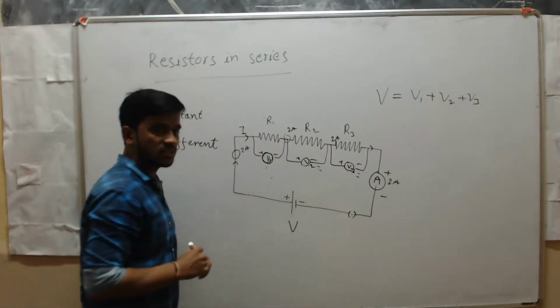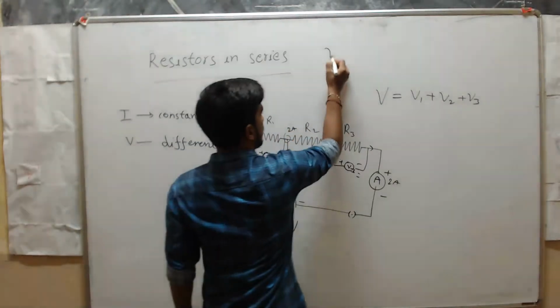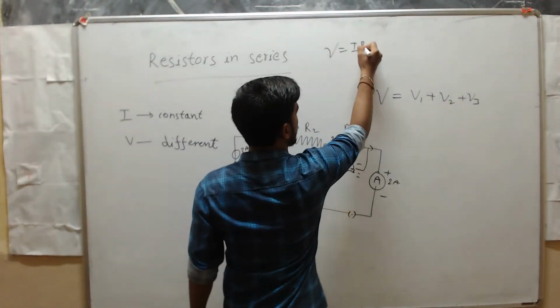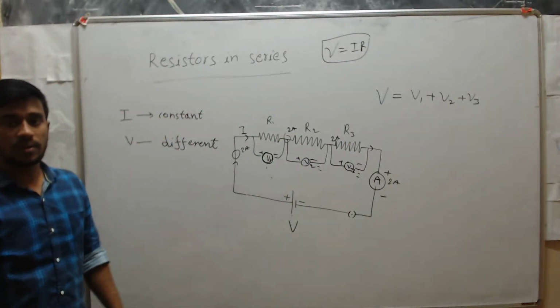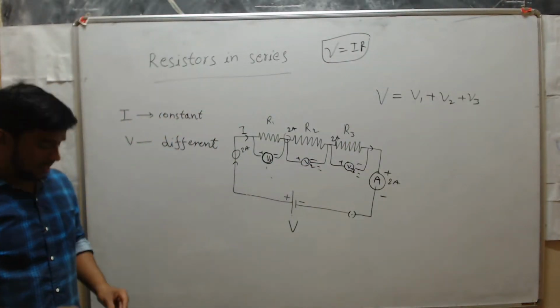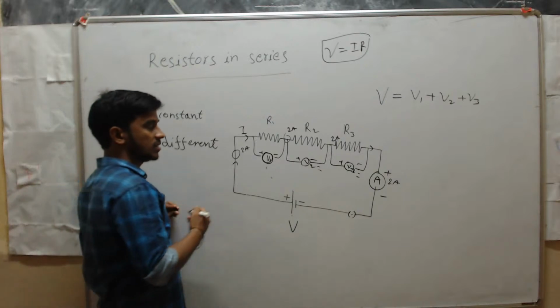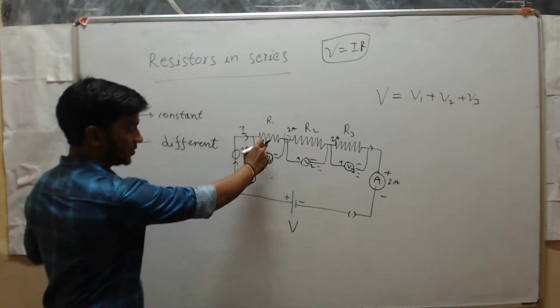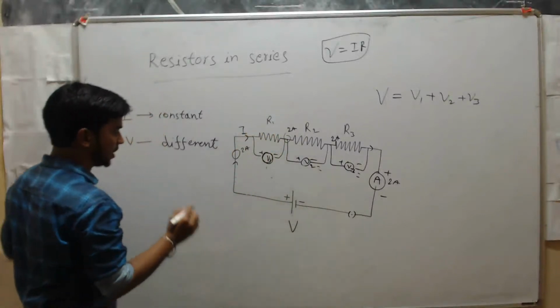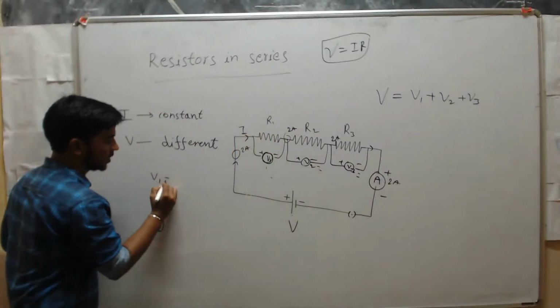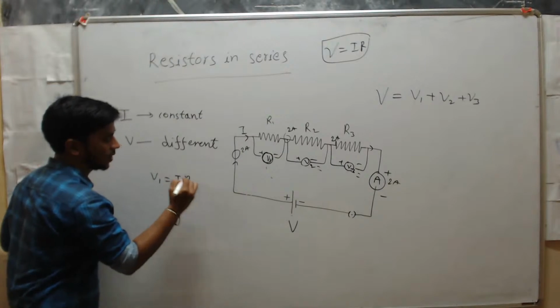Here also we use this relation only, a very important relation, that is Ohm's law. Voltage is equal to current into resistance. If you want to calculate the voltage across an individual resistor, you have to use this one: V1 equals I into R1.